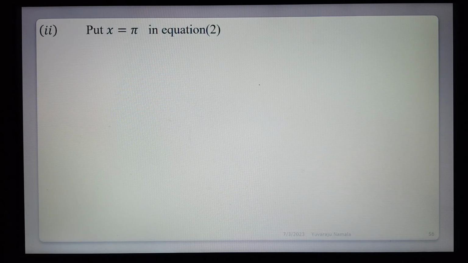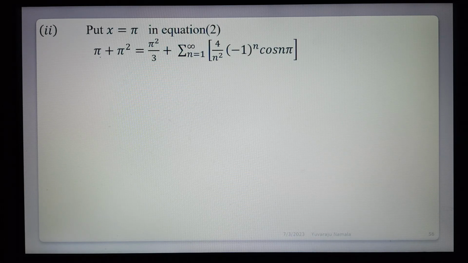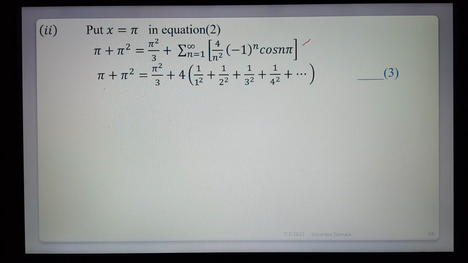Put x equal to pi in equation 2. Here x equal to pi, so pi plus pi squared is equal to pi squared by 3 plus n equal to 1 to infinity 4 by n squared minus 1 power n cos n pi, and sin n pi is 0. That is the 0. Simplification: pi plus pi squared is equal to pi squared by 3 plus 4 common, substituting n equal to 1, 2, 3 and so on, 1 by 1 squared plus 1 by 2 squared plus 1 by 3 squared plus 1 by 4 squared, and so on.